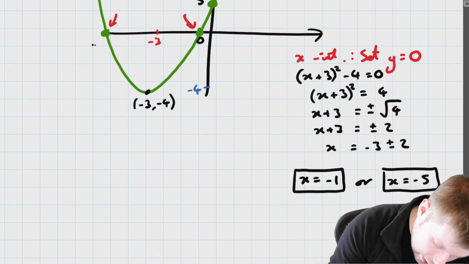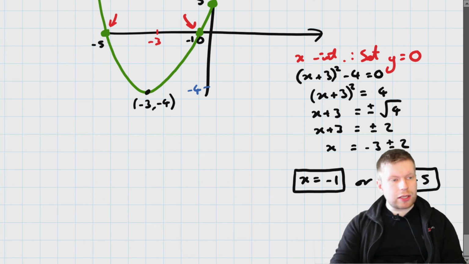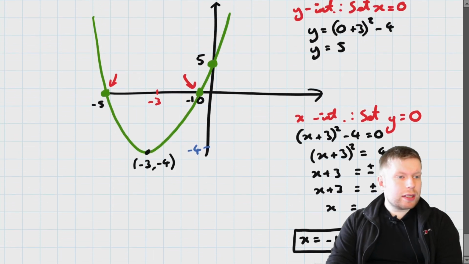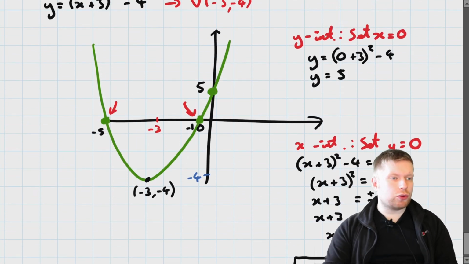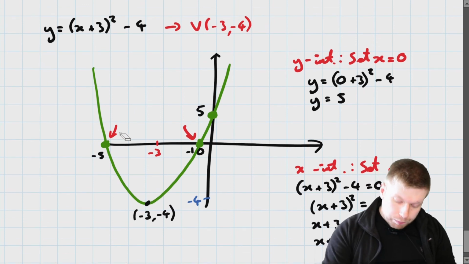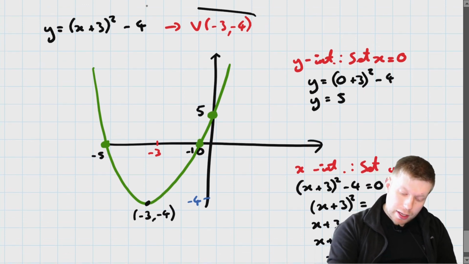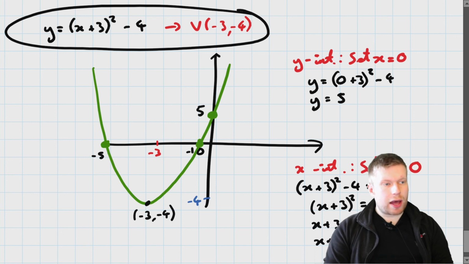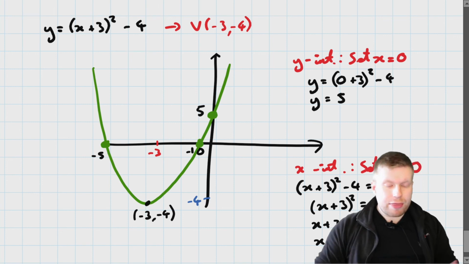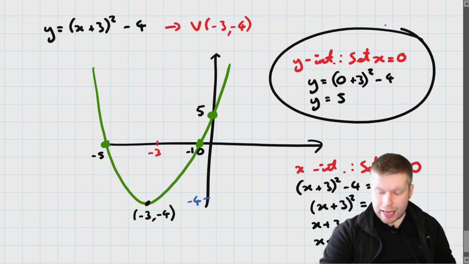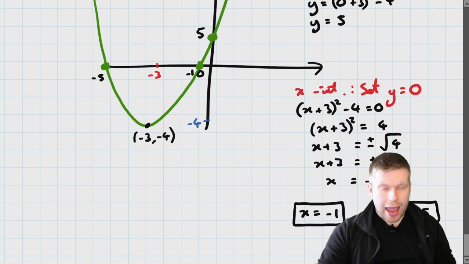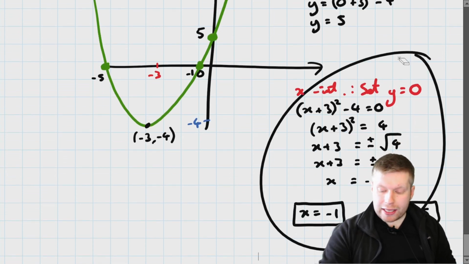One is over here at negative 5 and one is over here at negative 1. Okay, so those are my two x-intercepts as well. So this would be how I draw this graph. First of all, I find my vertex. Okay, so I find my vertex just by thinking about the transformations that have been applied. Then I find my y-intercept by setting x to be 0. Then I find my x-intercepts by setting y to be 0.